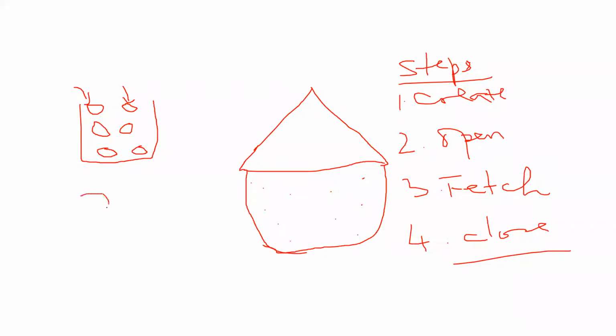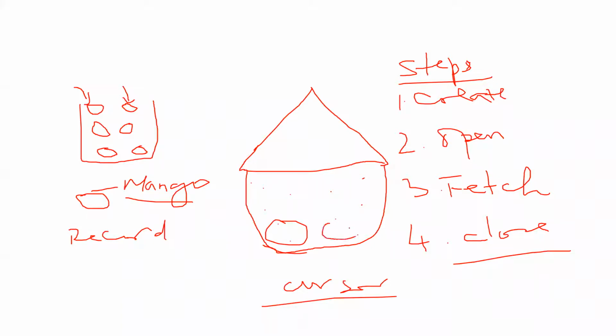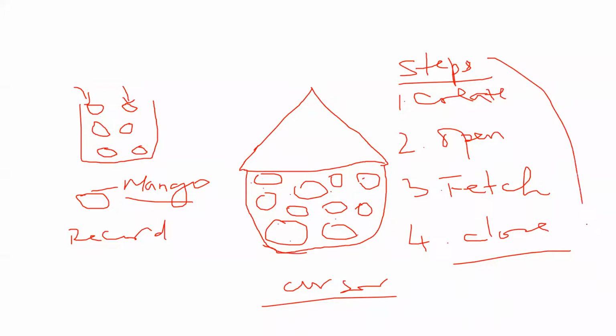If you take one record, let's say this is a mango, one piece of mango, this is of course a record. When you look into cursors, think of a basket of many mangoes, and each mango represents one row, because each mango can have a size, a type, a weight, whatever. So the cursor can hold multiple records. That's the point. So we come back to those steps, how you create and access cursors.